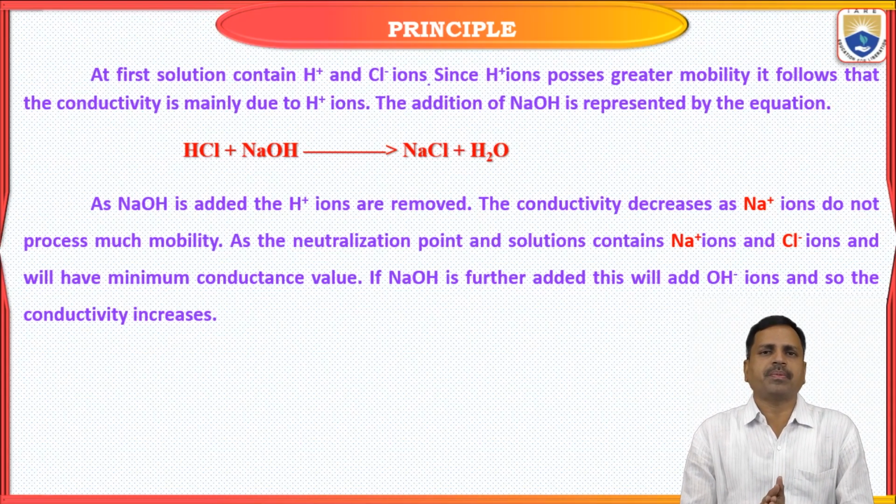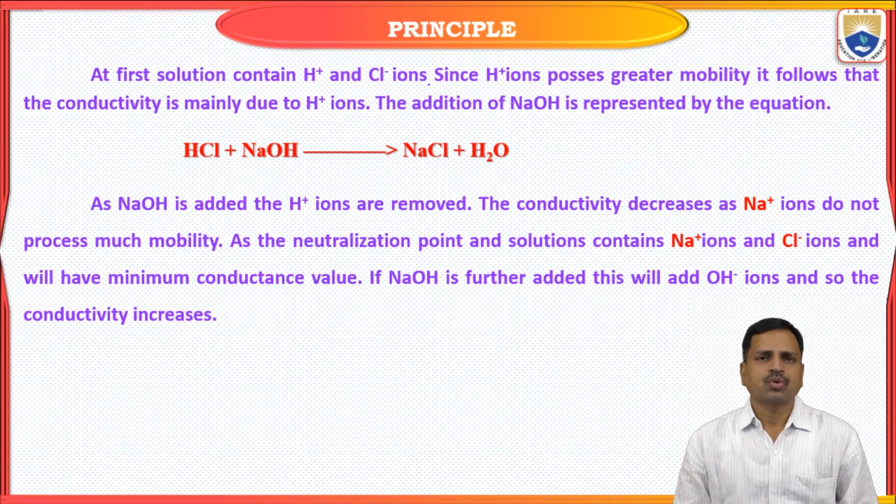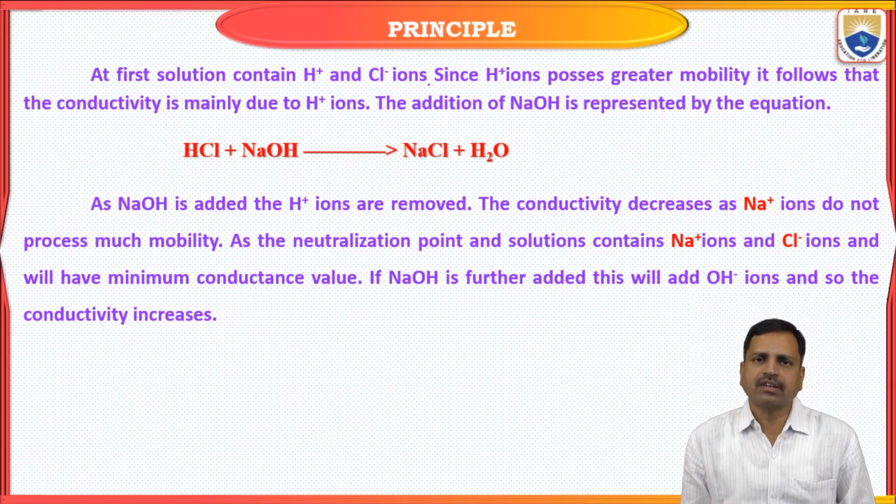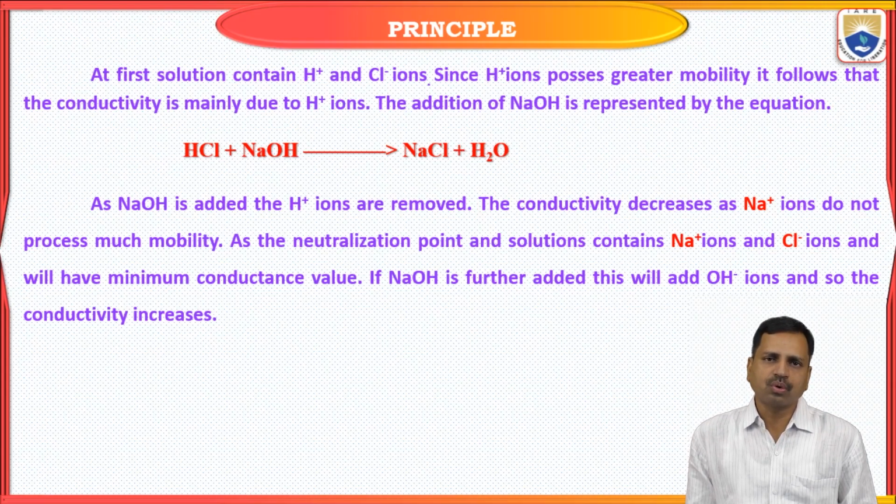So the principle is simply that. When we add NaOH to the HCl, it will neutralize. As the HCl neutralizes, the conductivity slowly decreases and it will come to the neutral point. Once the neutral point is attained, if you keep adding NaOH, the OH minus ions increase, and again slowly the conductivity of the solution increases because of the movement of ions.